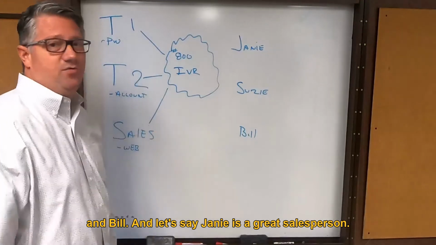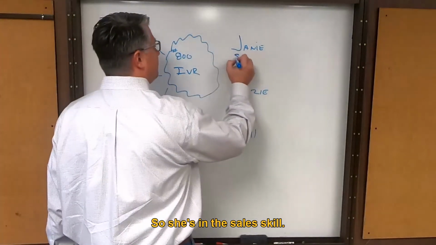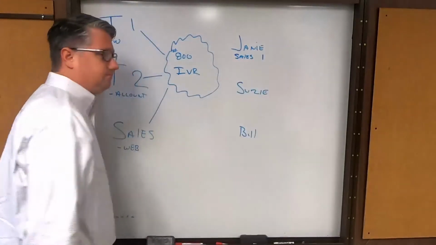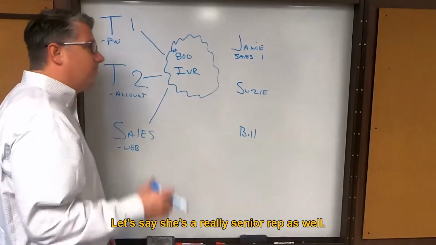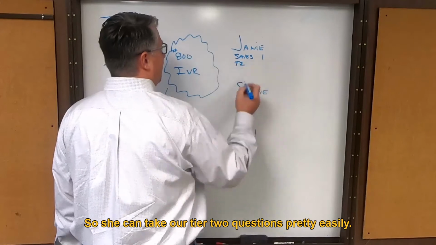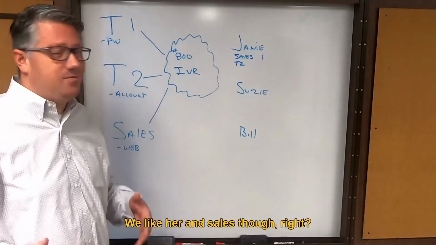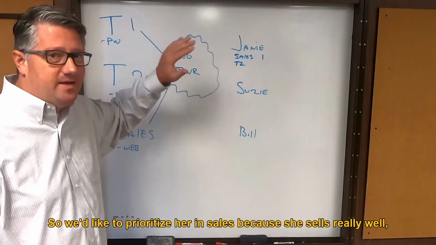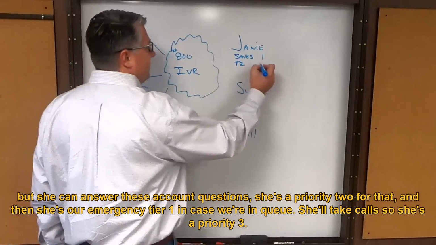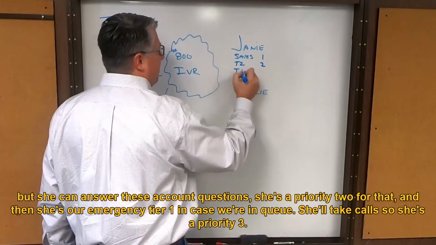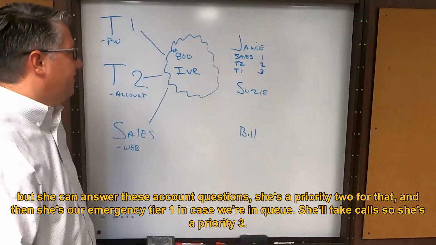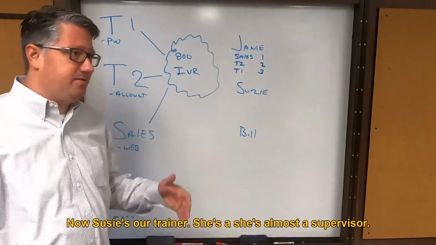And let's say Janie is a great salesperson, right? So she's in the sales skill, and she's a priority 1. Let's say she's a really senior rep as well, so she can take our tier 2 questions pretty easily. We like her in sales though, right? So we'd like to prioritize her in sales because she sells really well, but she can answer these account questions. She's a priority 2 for that. And then she's kind of our emergency tier 1 in case we're in queue, right? She'll take calls, so she's a priority 3. Now Susie's our trainer, right? She's almost a supervisor.